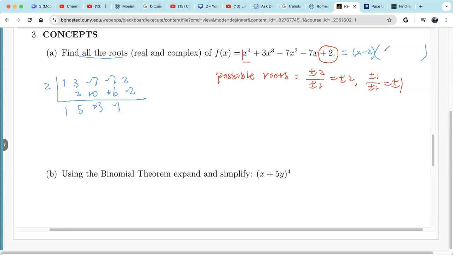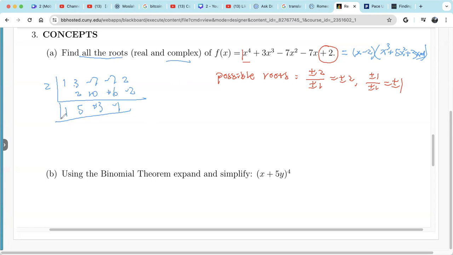So we have x cubed plus 5x squared, 3x, then -1. Right, so this shows quotient. So x minus 2 times x cubed plus 5x squared plus 3x minus 1. Right. Looks like only one real root, but also we need to find the complex roots.